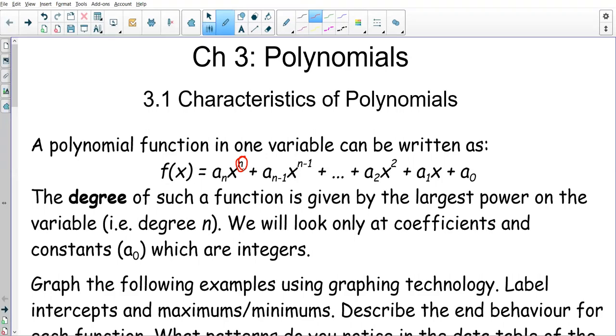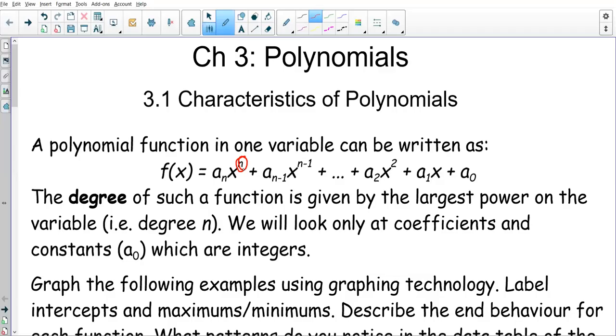So you've looked at linear functions, which would be a degree 1 polynomial. You've looked at quadratic functions, which are degree 2 polynomials. We've seen a couple of degree 3 or cubic functions this year, not really investigating many of their properties, but just using them to do transformations on.